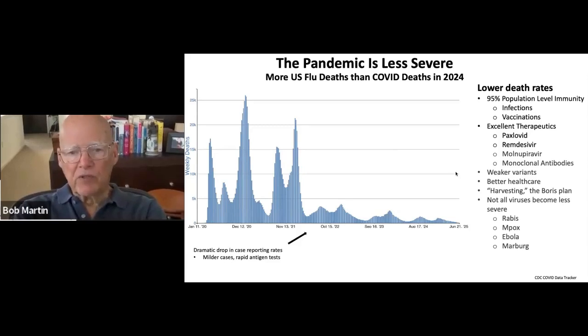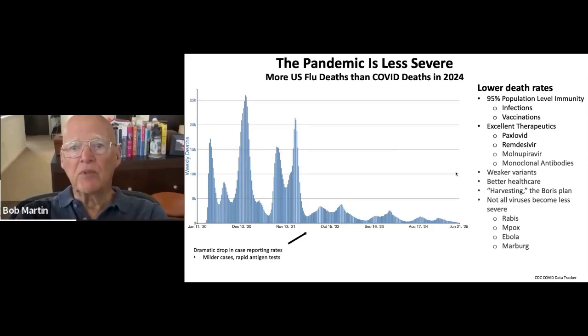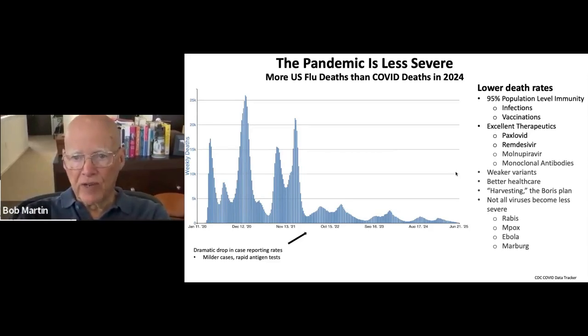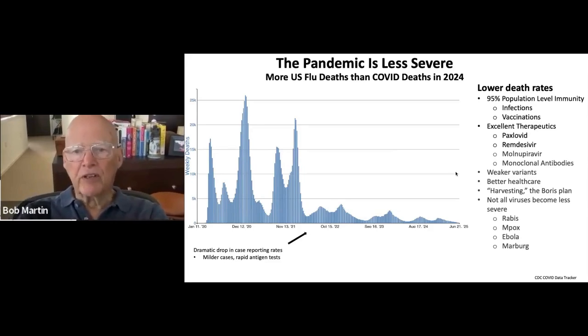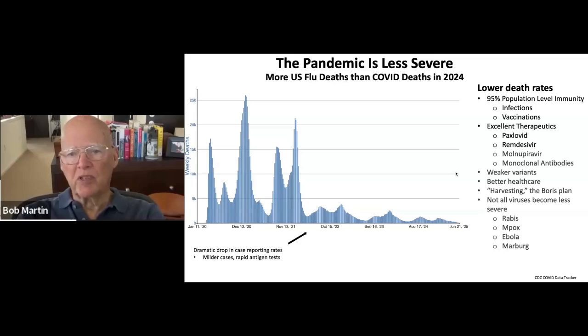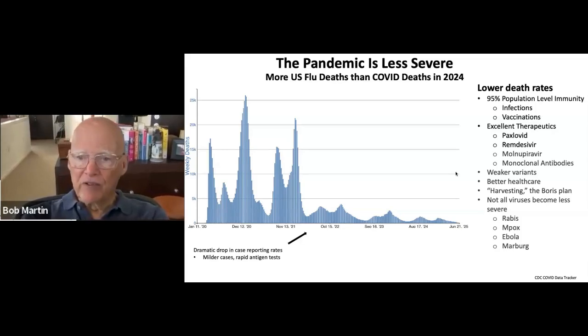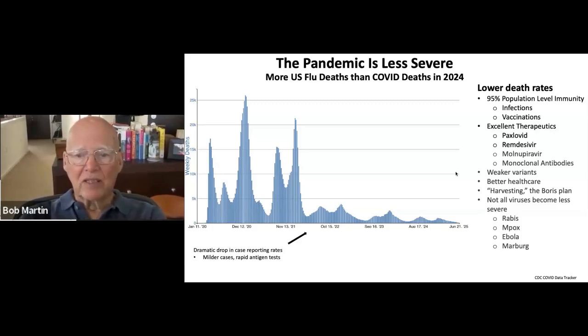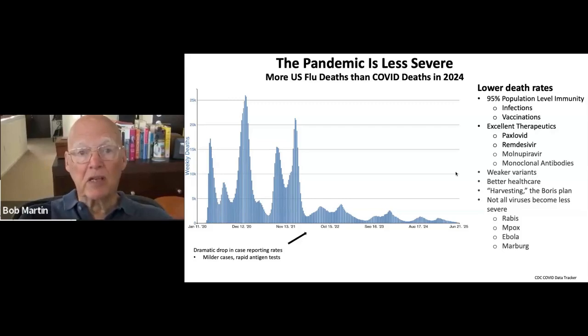Way less than automobile deaths, less than the flu last year. And that's because of population level immunity, infections and vaccinations, great therapeutics, weaker variants, better healthcare. Early on the hospitals were overrun. There is something called harvesting. That's the Boris plan: let the old people die. The weak and old did die, and the virus has become less severe. That doesn't happen all the time. These guys have either not had the severity drop or have had it recently increased. So we've been lucky.